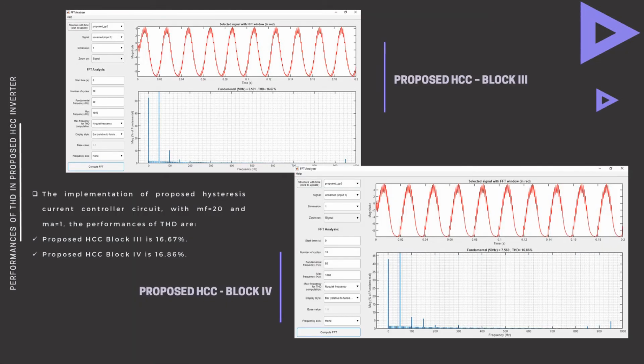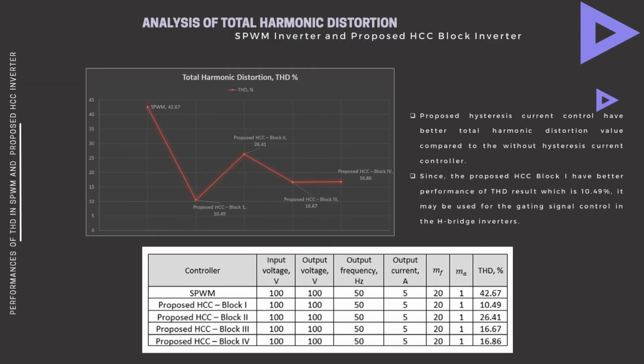And continuing, for proposed block 3 the THD is 16.67% and for proposed block 4 it is 16.86%. So, this graph shows the overall summary of this section, which is that the proposed HCC has better total harmonic distortion value compared to the one without hysteresis current controller. Since the proposed HCC block 1 has the better THD result, which is 10.49%, it may be used for getting the control signal in the H-bridge inverter.